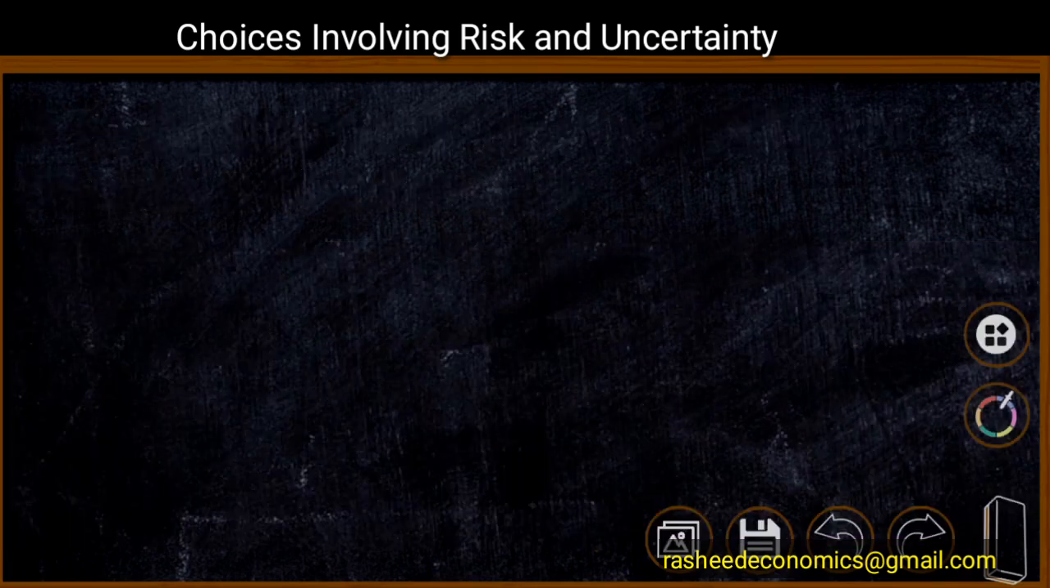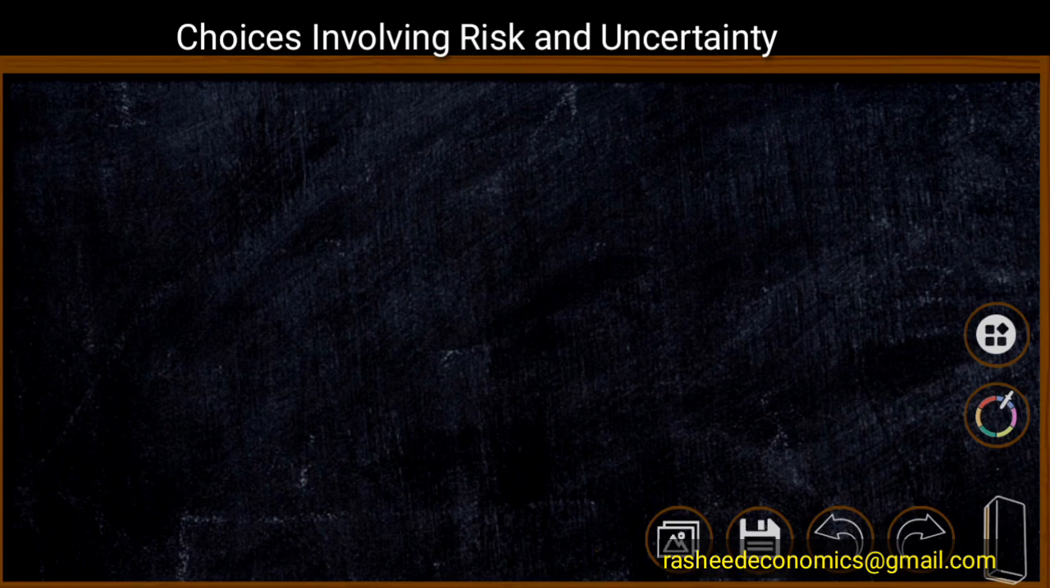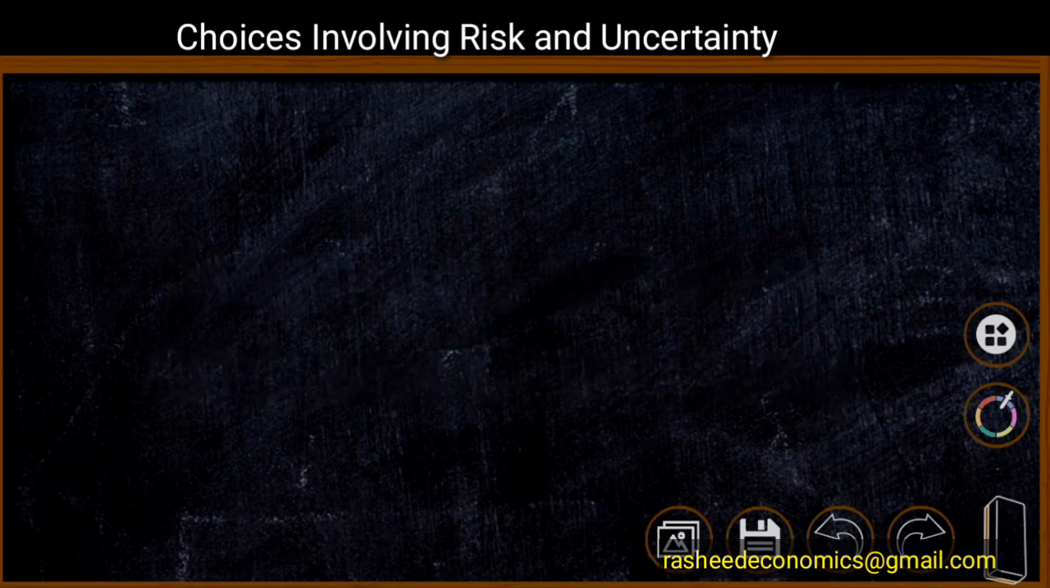Therefore, in this chapter, we are going to deal with situations of risk and uncertainty, how a consumer deals with risk and uncertainty, and what the elements are that influence the measurement of risk and uncertainty. First of all, we are going to distinguish between the terms risk and uncertainty. The terms risk and uncertainty are used interchangeably because they connote the same meaning.